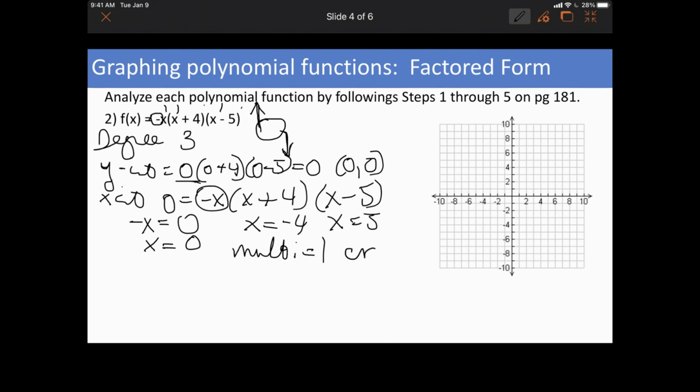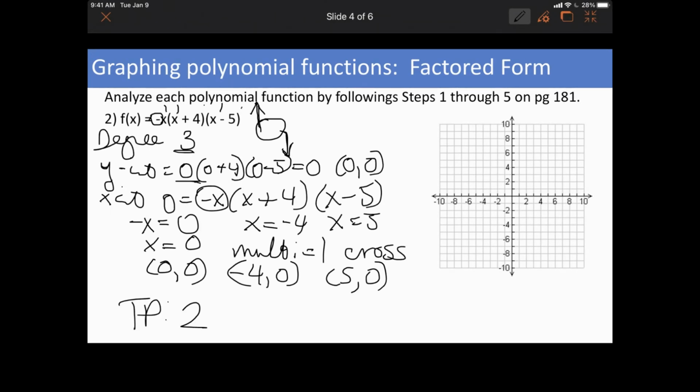Therefore, they all cross. So my x-intercepts are 0, 0, -4, 0. And I'm writing this as points because that'll just help me when I graph. Okay, I think I'm going to double check. Turning points. So because my degree is 3, I know my turning point is going to be 2. Okay, then I'm going to graph. So I have 0, 0, -4, and 5.